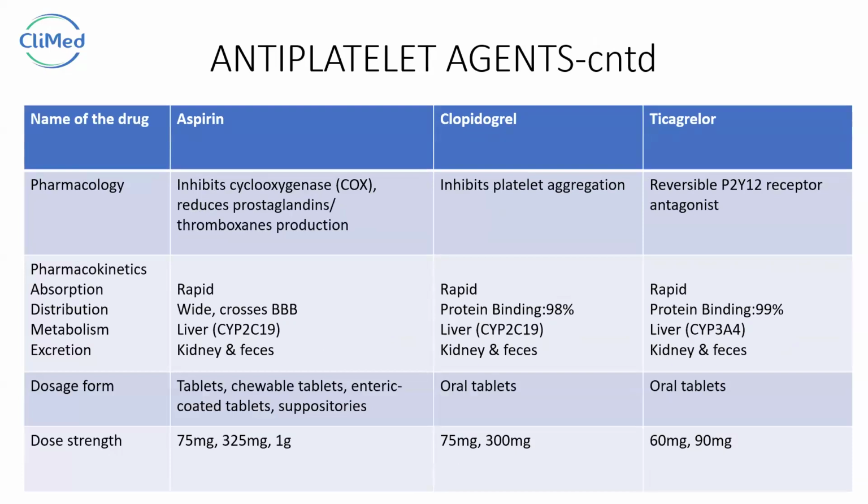Pharmacology of ticagrelor, reversible P2Y12 receptor antagonist. This is the main difference between clopidogrel and ticagrelor. Pharmacokinetics include rapid absorption, protein binding 99%, liver metabolized by cytochrome P3A4 enzymes, excreted via kidney and feces. Available dosage form oral tablets, dosage strength 60 mg and 90 mg.